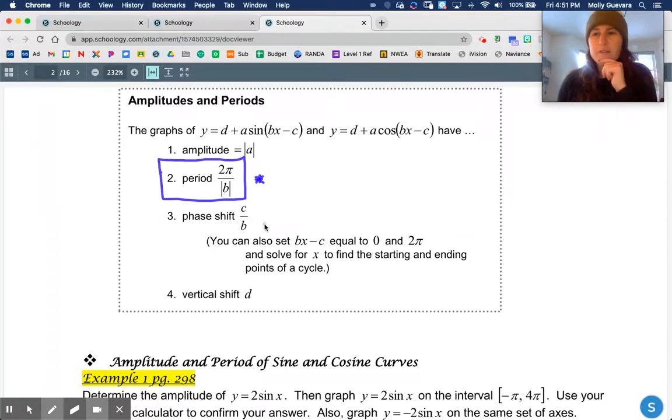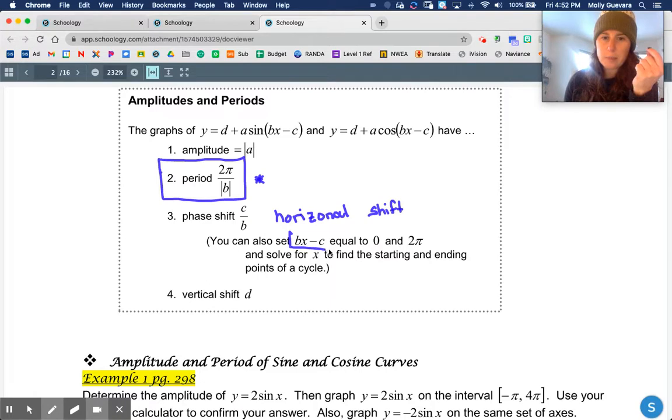Phase shift. What a phase shift does is it's your horizontal shift. And this is really what I like to do here. You can do c over b, but then you have to know to move it over that much. Or you can set this whole parenthesis, bx minus c, equal to 0 and equal to 2 pi, because 0 is the starting point for your parent graph, and 2 pi is the ending point for your parent graph for both sine and cosine.